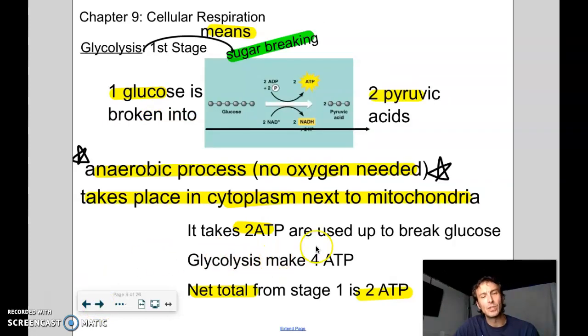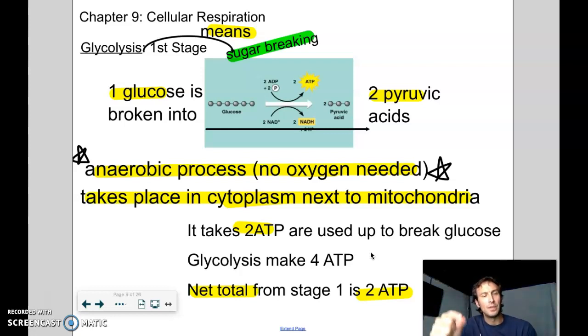So here we go, page 22, I believe, of your interactive notebook. You should be taking some notes here on this. Your first stage is glycolysis, and it literally means to break sugar. So one glucose is going in, in the cytoplasm. Lots of enzymes involved here. And ultimately, what comes out of it is pyruvic acid.